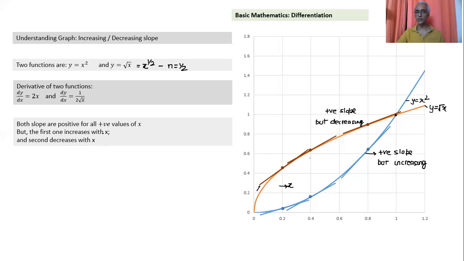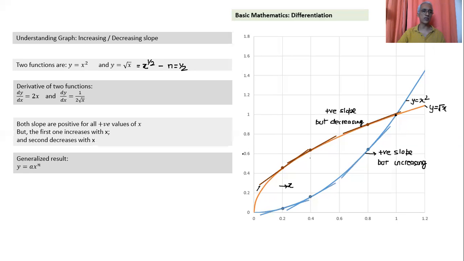So the first one increases with x. And the reason is also simple. We can understand from the formula also. You notice as x increases, dy by dx will increase because x is in the numerator. Whereas here x is coming in the denominator, and as x increases, the denominator value will increase, so the slope will decrease. So I can understand from the graph, and I can understand from derivatives or the slope formula also. So first one increasing, second one decreasing. Can we generalize this result here?